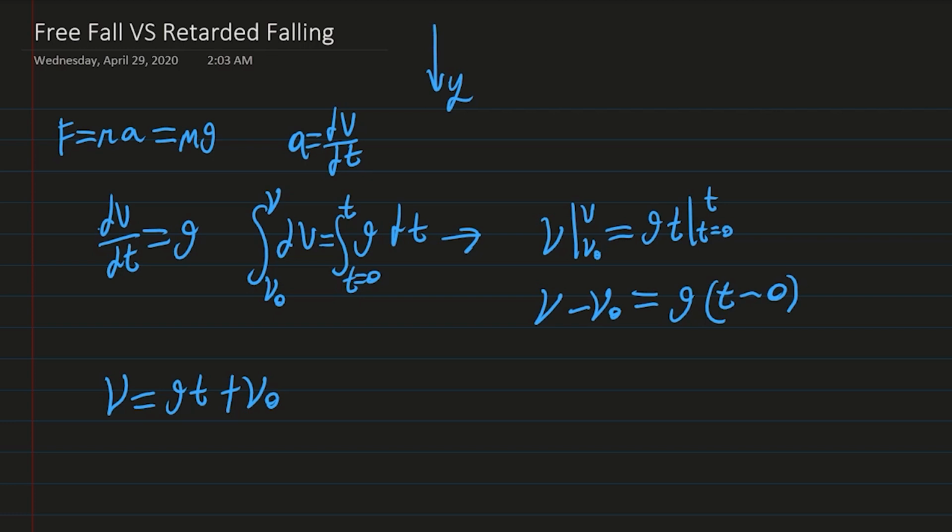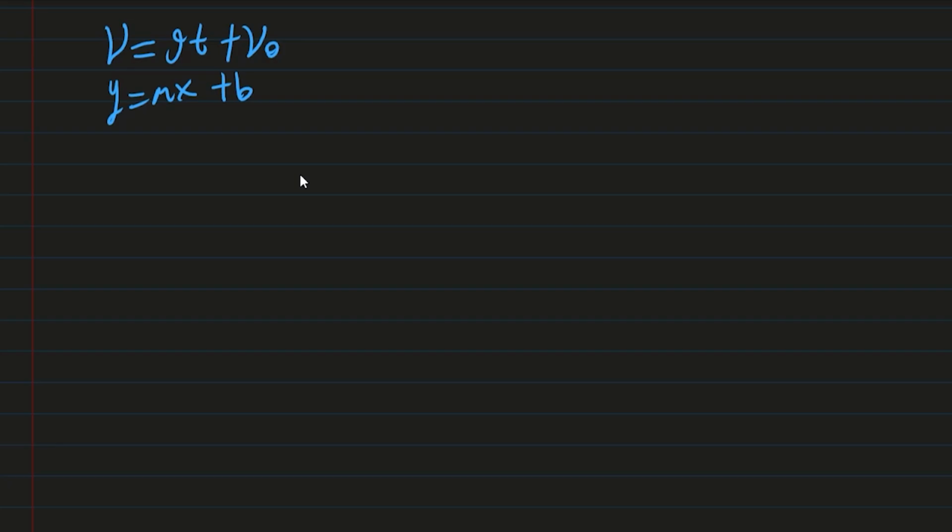Now this doesn't take into account air resistance, and here we can see that this is a linear equation. If we want to think about it like y equals mx plus b, you can see that this is just a line, right? Now remember that we get this from the equation ma equals mg, or just a equals g, but this doesn't take into account, again, air resistance.